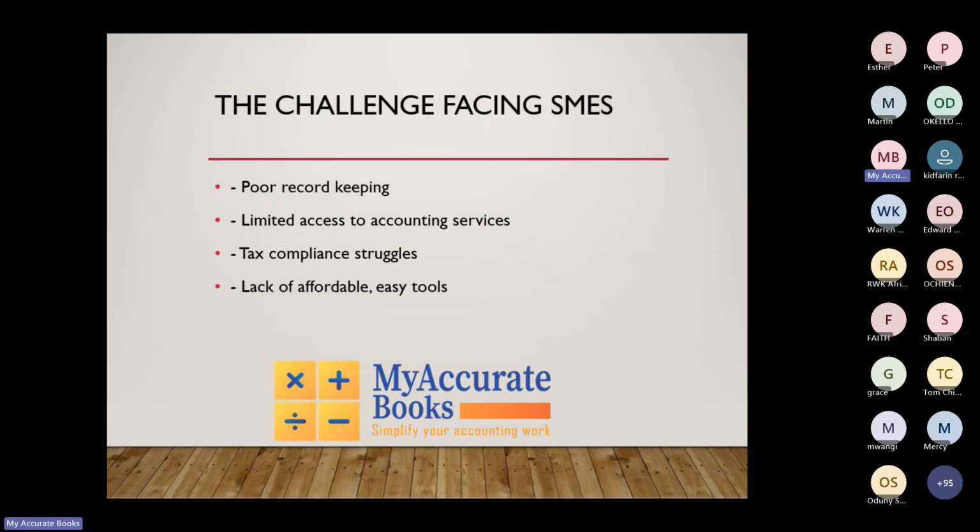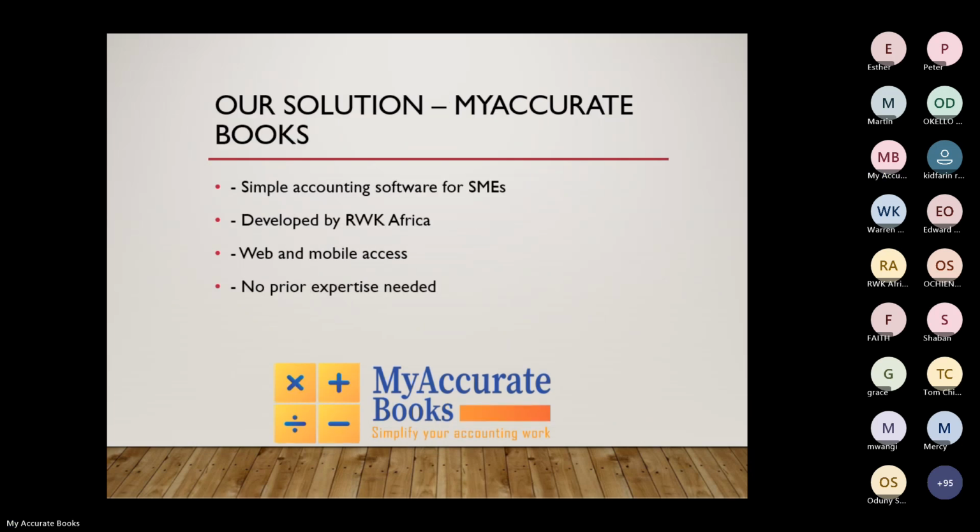The other aspect is lack of affordable and easy tools. How My Accurate Books has been made is that it is extremely simplified so that for any business person, whether you have an accounting background or you don't, as long as you have basic computer understanding, you can operate this system. So you might be asking yourselves, why My Accurate Books? My Accurate Books is a very simple accounting software for SMEs, and we are the ones who developed it.